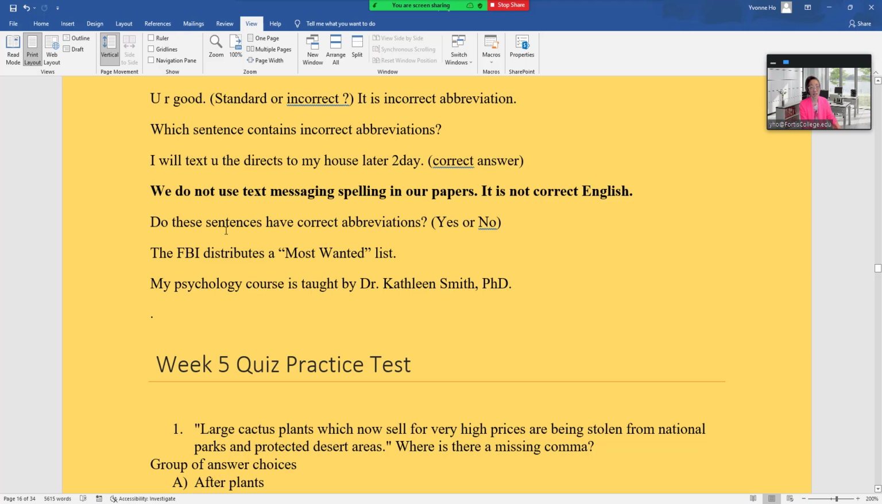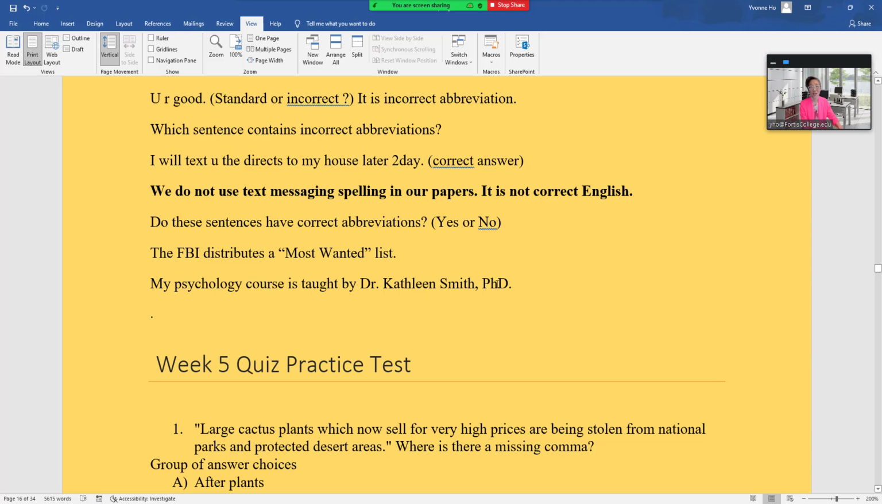Do these sentences have correct abbreviations? Yes or no? The FBI distributes a most wanted list. FBI, yes. So FBI stands for Federal Bureau of Investigation. It's a government agency, so that is a standard abbreviation. My psychology course is taught by Dr. Smith, PhD, which stands for Doctor of Philosophy. Okay, so this is a standard abbreviation.